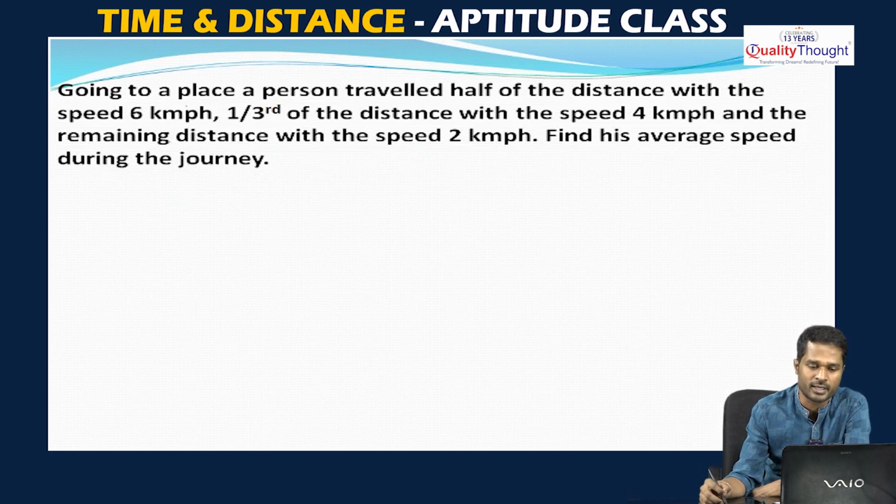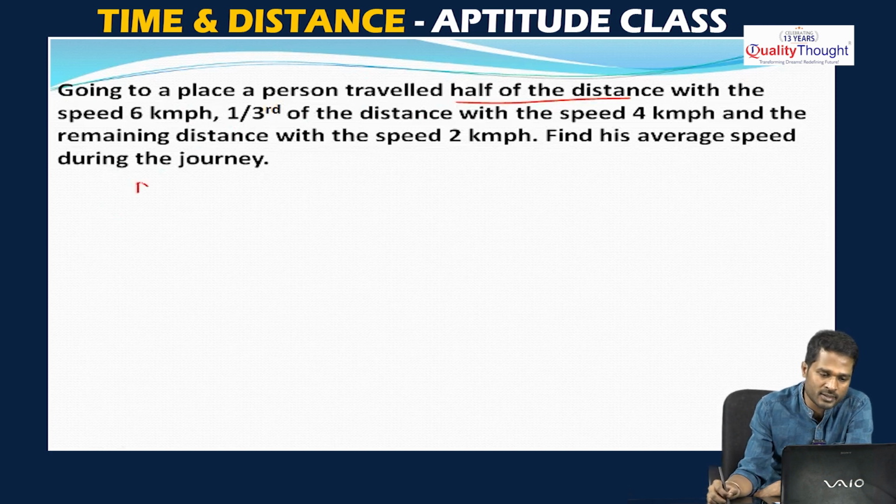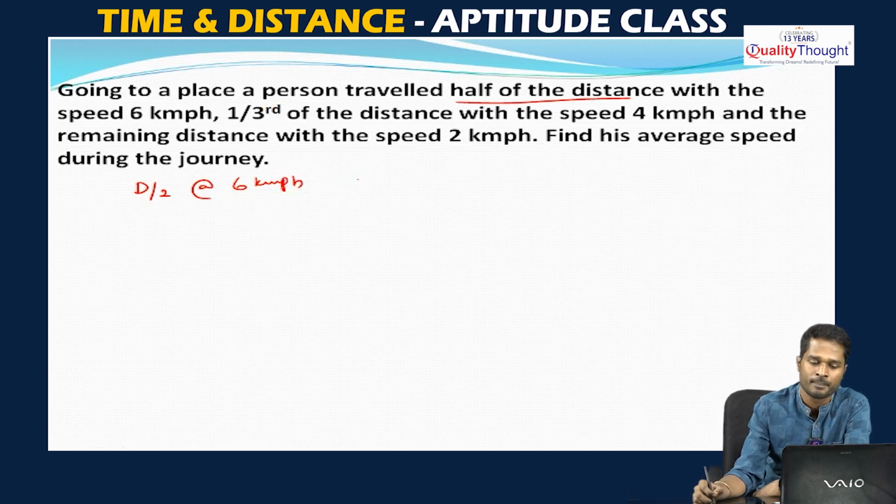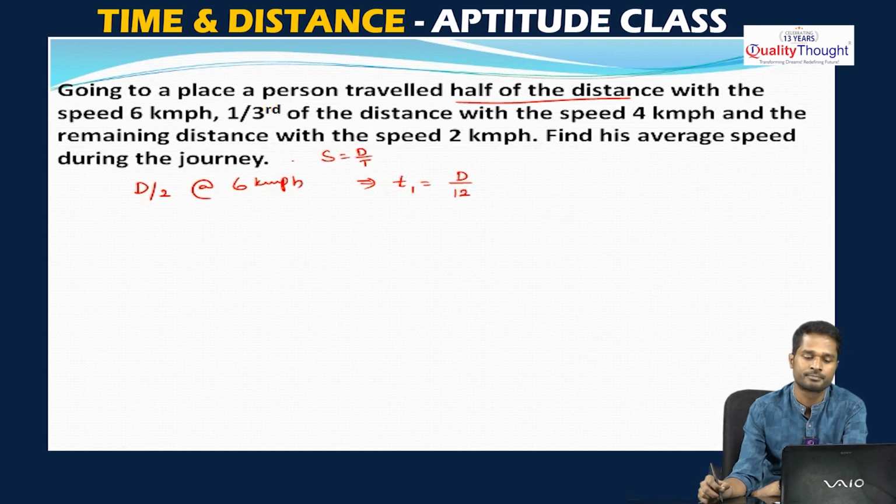In the first case, the distance is half of the total distance, so d by 2 is the distance that is travelled at 6 kilometers per hour. That means we can write the time for this, t1, is equal to d by 12. We just use S equals d by t. The first distance, d by 2, he travelled at 6 kilometers per hour. So the time, which I take as t1, is d by 6 into 2, that is d by 12.